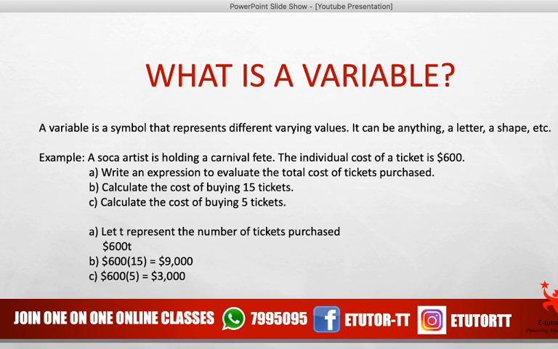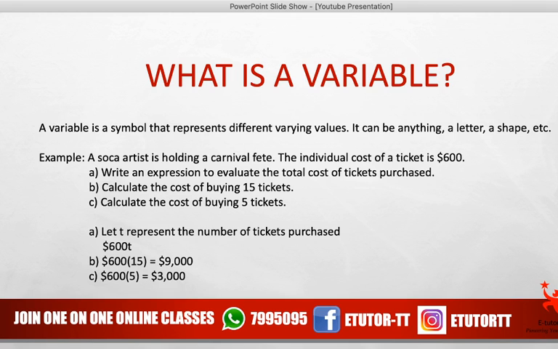So what is a variable? A variable is a symbol that represents different varying values. It can be anything, a letter, a shape, etc. Example, a soca artist is holding a carnival fete. The individual cost of a ticket is $600. Write an expression to evaluate the total cost of tickets purchased. Calculate the cost of buying 15 tickets. Calculate the cost of buying 5 tickets.